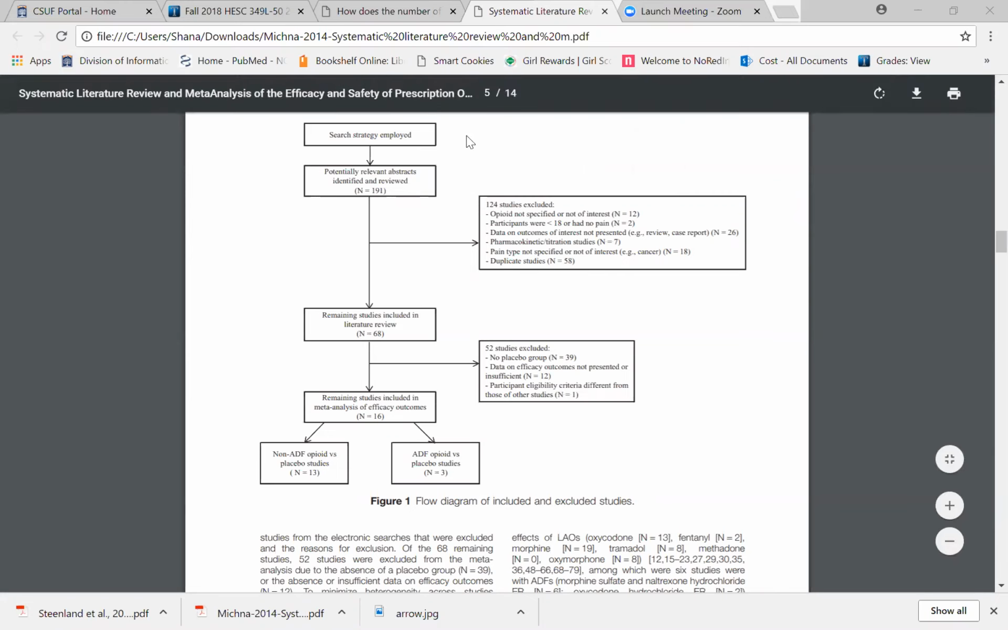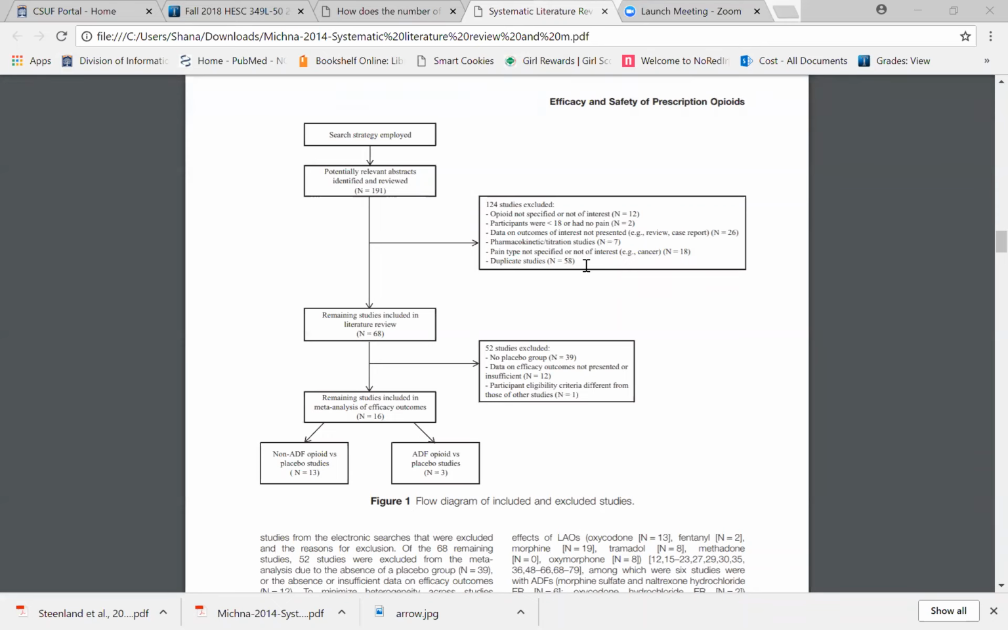So up here at the top where it says search strategy employed, basically that means start here: the researchers went on to a search engine like either Google Scholar or PubMed, some other kind of search tool, and started with their basic terms, and ended up with 191 potential studies for inclusion. Now, of those 191 studies, here you can see is where some were excluded because of various reasons. It says duplicate studies, N equals 58.